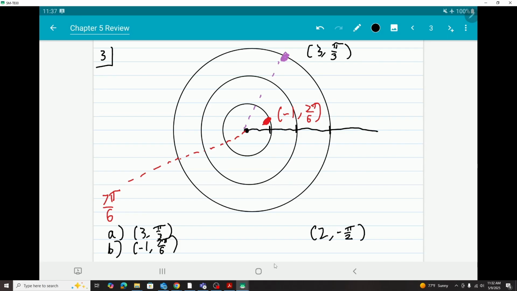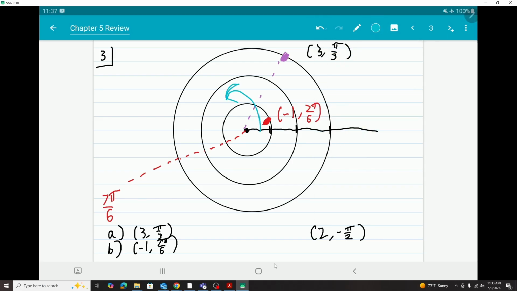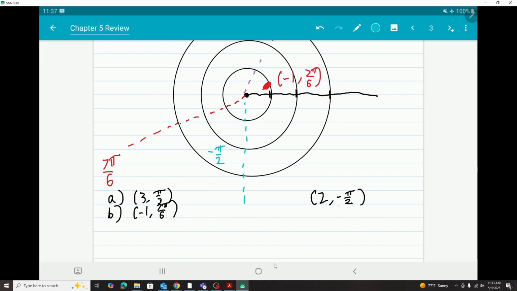Hopefully you're comfortable enough with the unit circle that you can figure out what minus pi over 2 means. Namely, instead of moving clockwise by pi over 2, you're going to move counterclockwise instead. So here's minus pi over 2. If you're only good with unit circle angles, you could change it to something else. So C we see is 2 comma minus pi over 2.